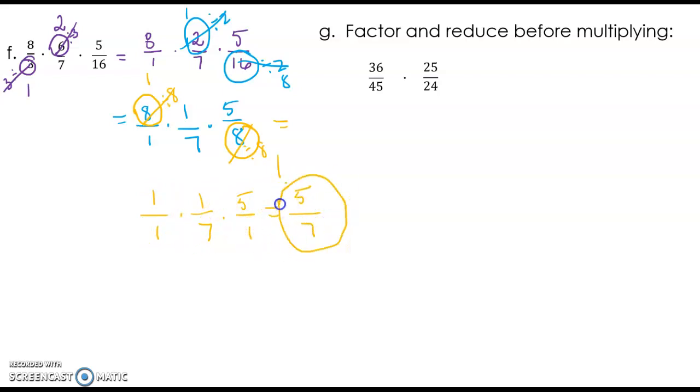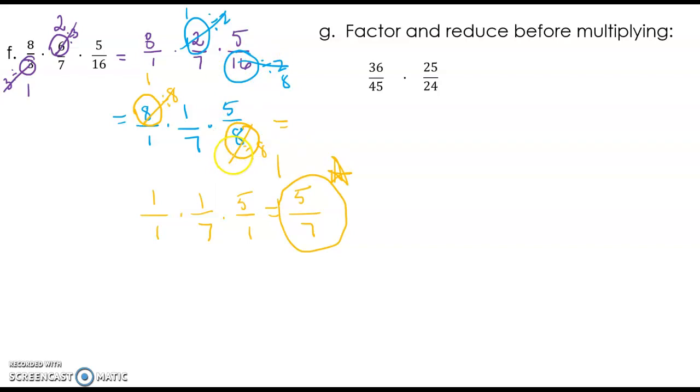Okay. If this is confusing, then you're in the right place, because reducing before multiplying is a skill that students typically struggle with. So if you want to multiply all of this out and reduce at the end, I don't have a problem. As long as we all end up with the same answer, I don't really care how we got there. So I'm just showing you one of the tricks of the trade here.